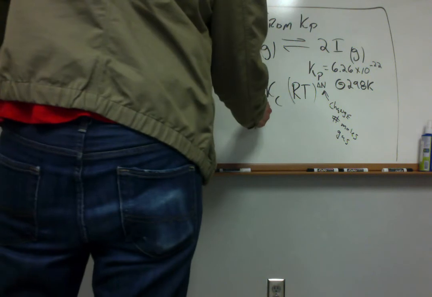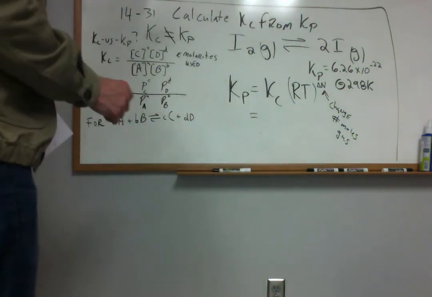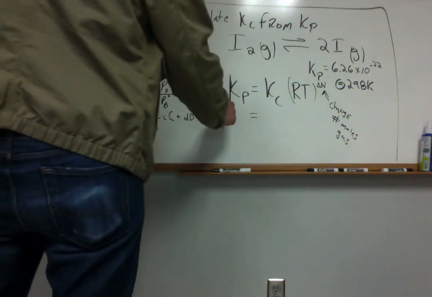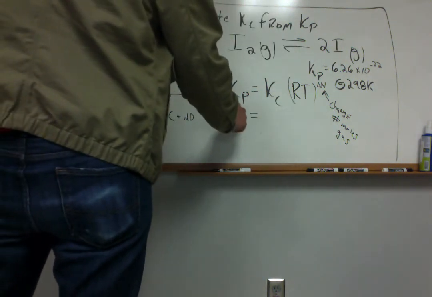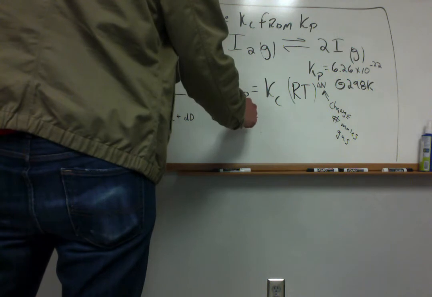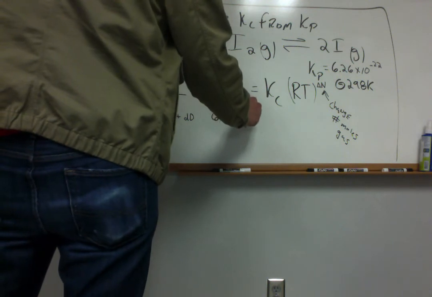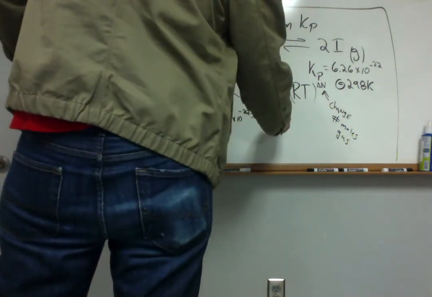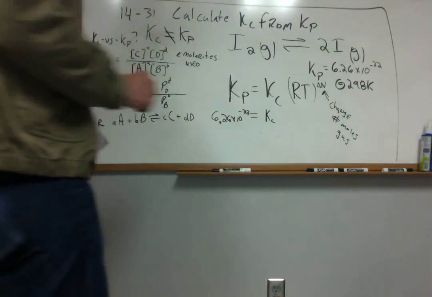So let's start plugging in numbers that we know to solve towards what we want to know. Now, we're told the Kp, we're given that in the problem. It's 6.26 times 10 to the minus 22nd. Okay. We don't know the Kc. That's our unknown variable.